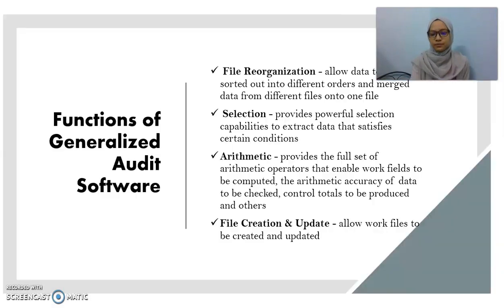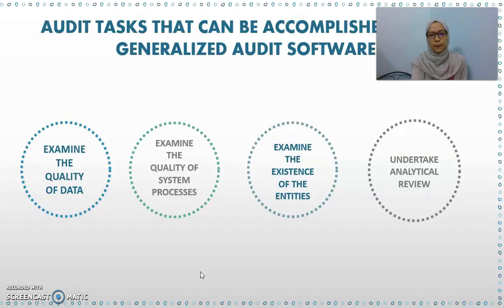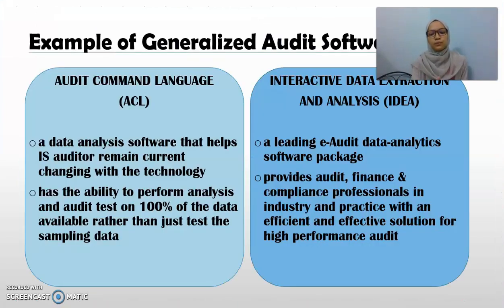And then moving on to the functions of generalized audit software. The first ones are file reorganization, selection, arithmetic, and file creation and update. As you can see here, this is the explanation for each function of generalized audit software. Audit tasks that can be accomplished using generalized audit software tools are that the IS auditor can examine the quality of data, the quality of system processes, the existence of the entities, and also undertake analytical review.